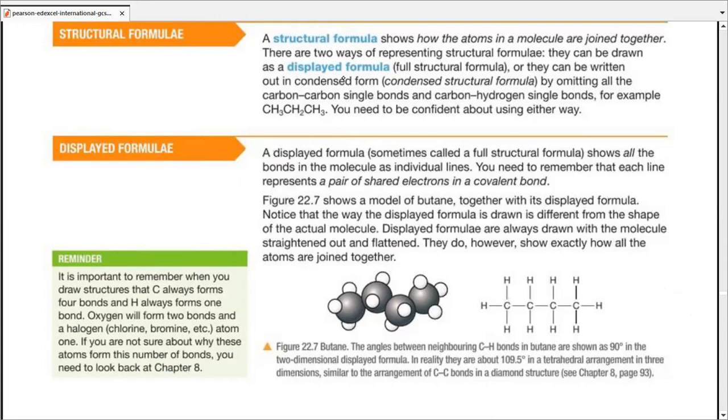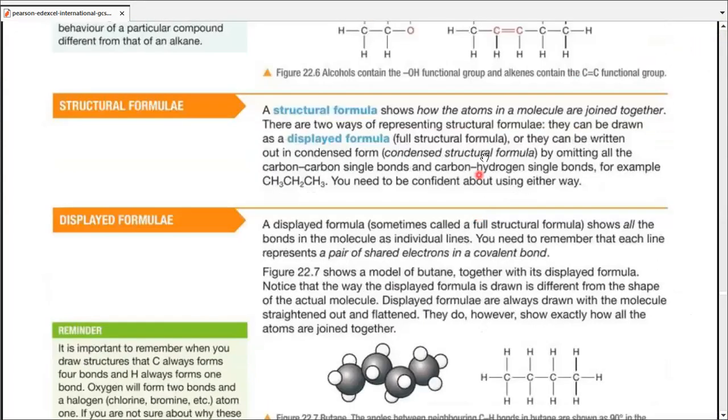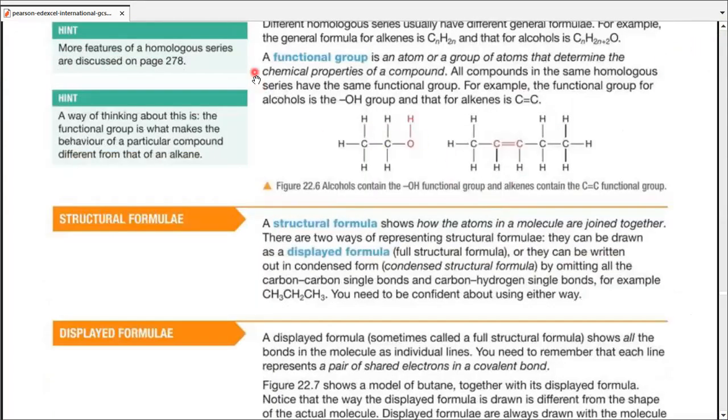So moving up next, there is one type of formula that is not described over here. However, we described it back in the covalent bonding chapter, and that was the dot and cross formula. Do you remember that?